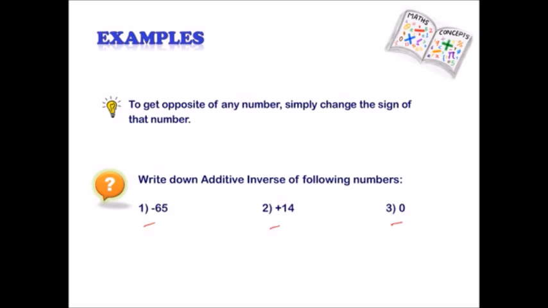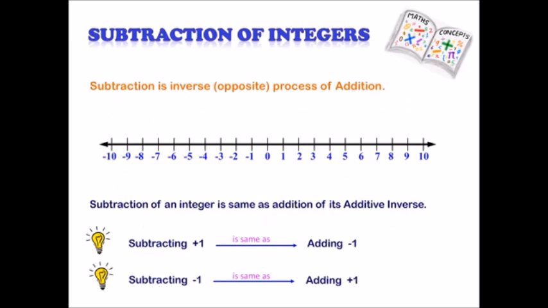Okay, so our next topic is subtraction of integers. We know subtraction is opposite process of addition, right? In addition we increase the quantity, in subtraction we reduce the quantity. Okay, this fact will be useful for us to understand subtraction of integers. Here we will learn how subtraction of an integer is same as addition of its additive inverse. Okay, subtraction is same as addition of its additive inverse.